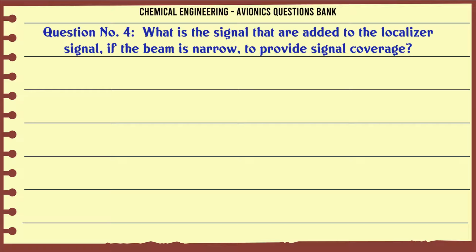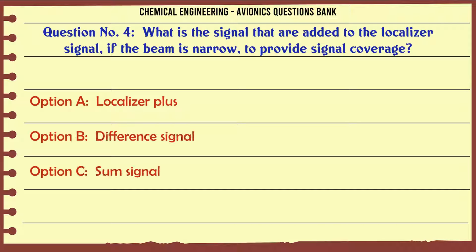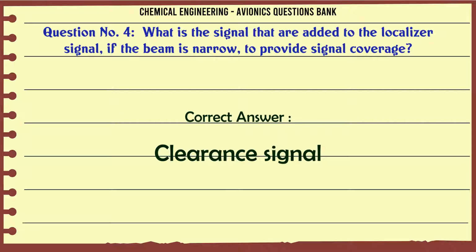What is the signal that is added to the localizer signal if the beam is narrow to provide signal coverage? A. Localizer plus. B. Difference signal. C. Sum signal. D. Clearance signal. The correct answer is clearance signal.